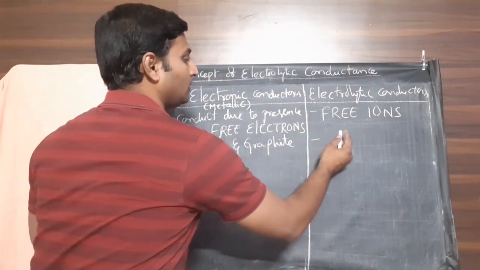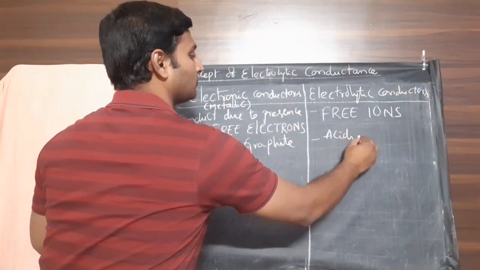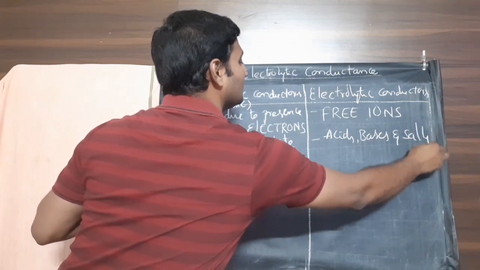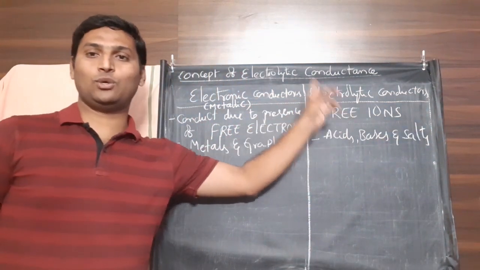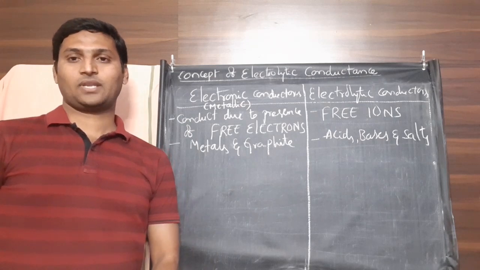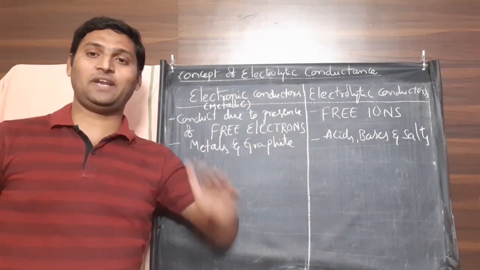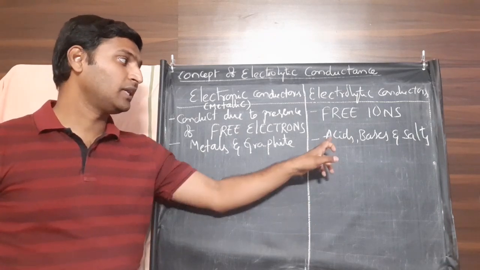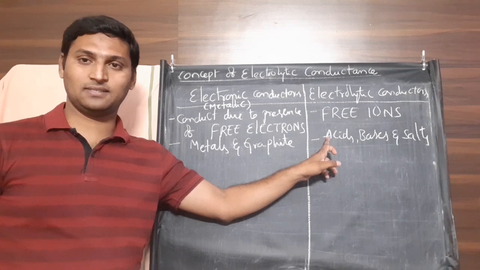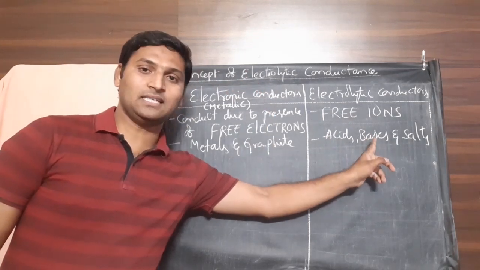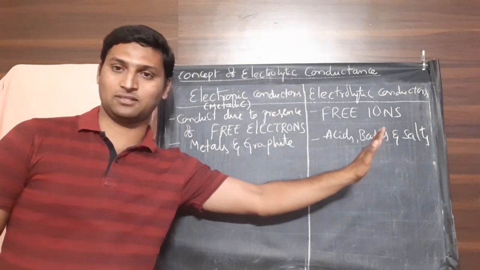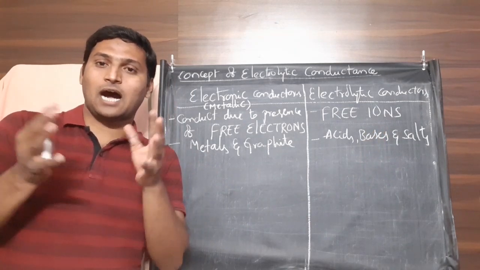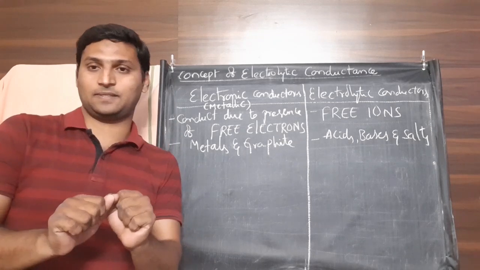Whereas acids, bases and salts are the electrolytic conductors because they possess free ions. Then in what state? Let us understand clearly. Acids are covalent substances. Most of the bases and all the salts are ionic substances. Now, in ionic substances, the constituent species are already ions.